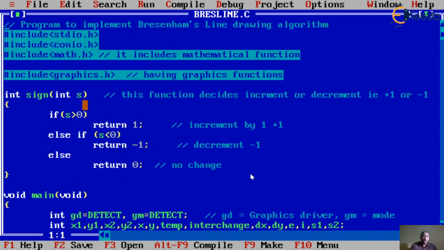It is not necessary that you draw the line in only one quadrant, but it is possible that your line may move from any one quadrant to another quadrant also. Let us check for this. I execute the program again, Control F9. Suppose I want to start with the x value in the negative. Suppose my x value is minus 100, and my y value I take as 50.